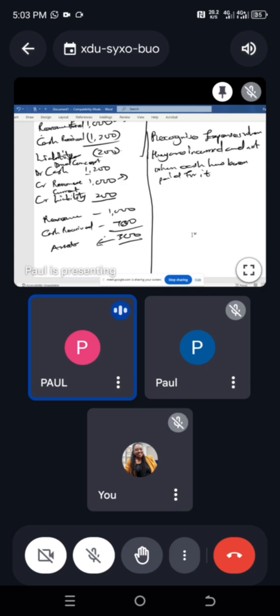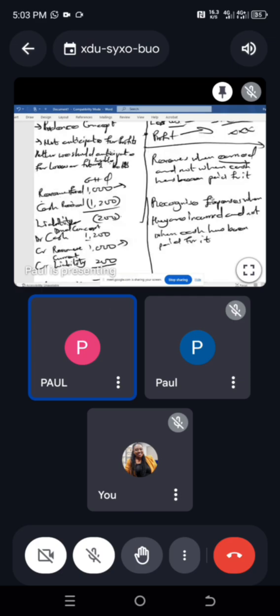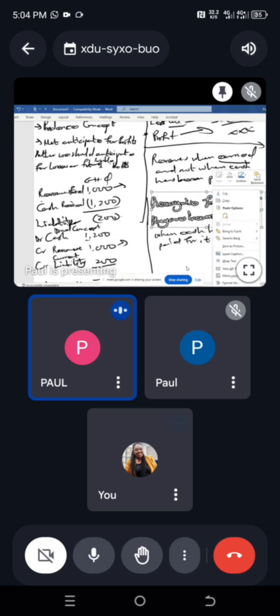The double entry for that 300 becomes, first of all, since you received cash of 700. But you weren't supposed to receive only 700. You were supposed to receive 1,000. The standard is saying that recognize revenues when it is earned. So what you earned wasn't 700. What you earned was 1,000.